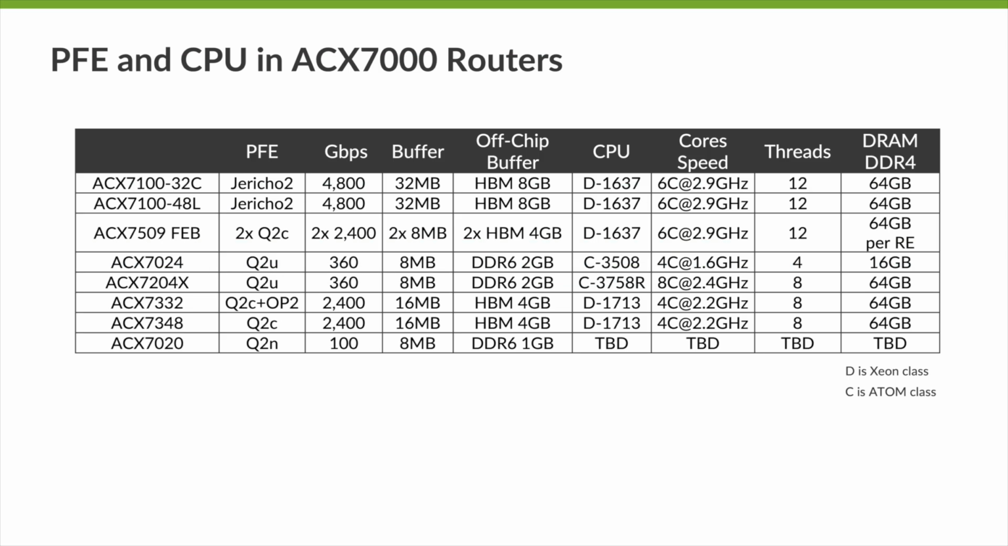What about the other components that we do have on the router? For example, the CPU. We have 2 big categories of CPU, the C and D class from Intel. It's interesting to note that when we are building far-end systems, that means small form factor with very optimized cost, that's why the ACX7024 is shipping with a CPU with 4 cores at 1.6 gigahertz and only 16 gigabyte memory, which is absolutely fine for this aggregation use case.